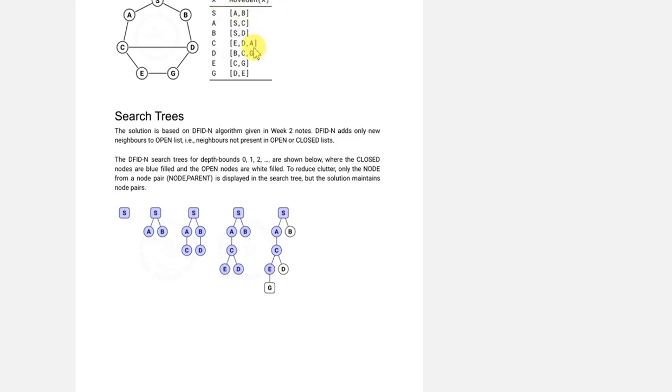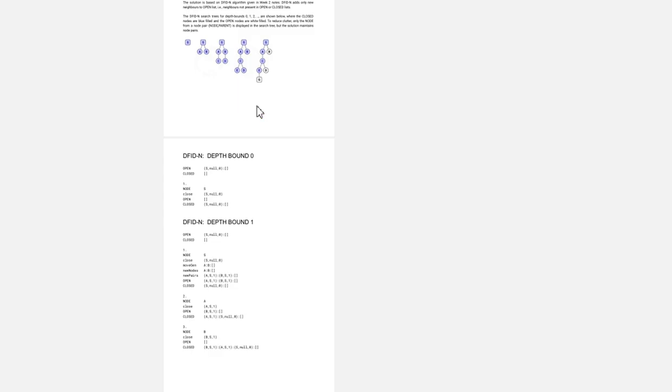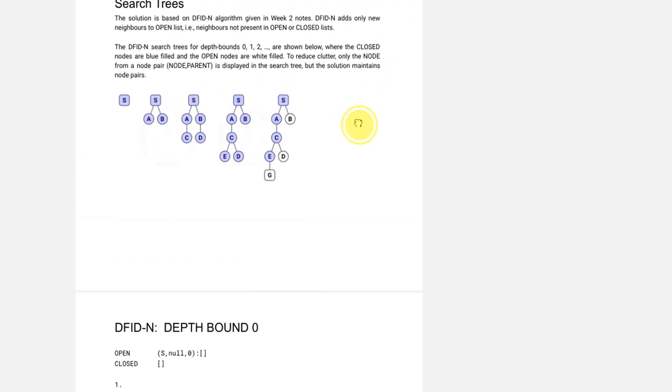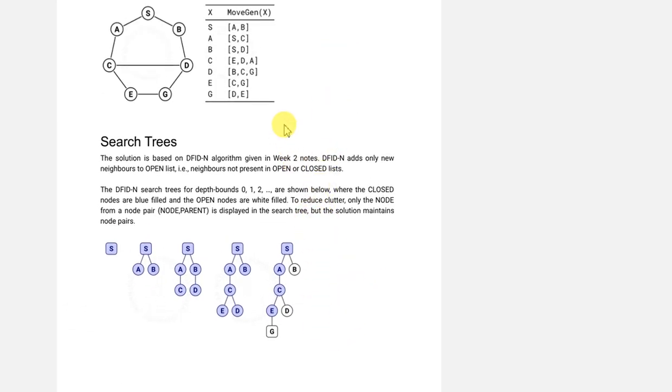Here we have one state space graph, and we have the movegen function for the state space graph. Now, what are the movegen functions? S can go to A and B.